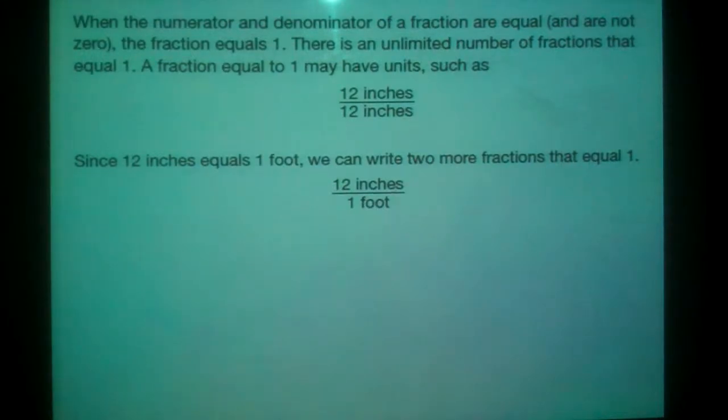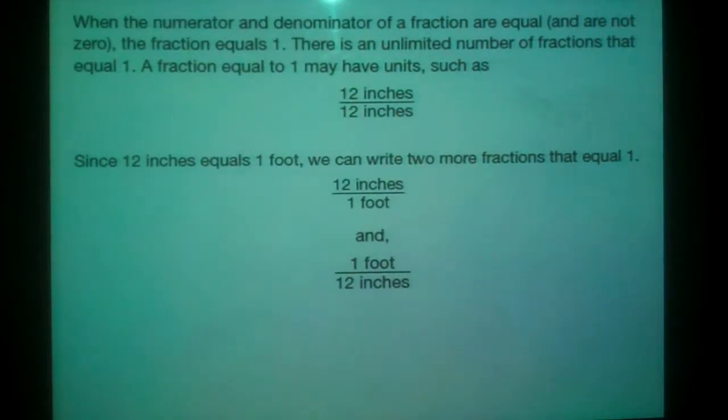Since 12 inches equals 1 foot, we can write two or more fractions that equal 1. 12 inches over 1 foot. As we just saw, that equals 1 too, because 12 inches and 1 foot are the same thing. We could have written it like this: 1 foot over 12 inches, also equal to 1. They are the same thing.